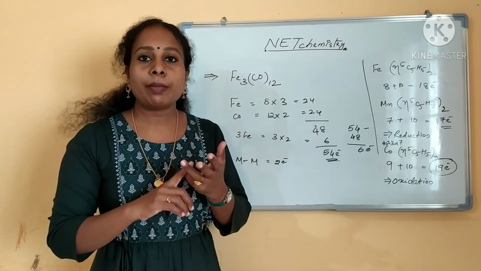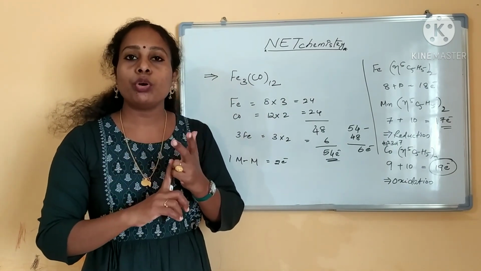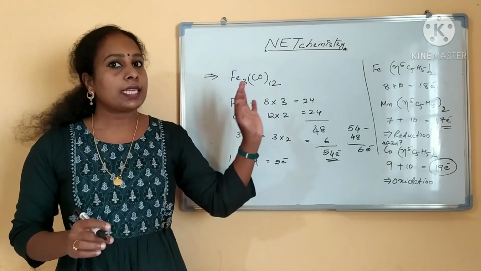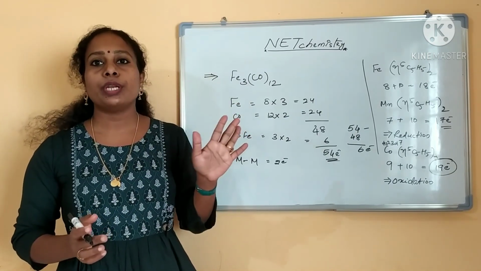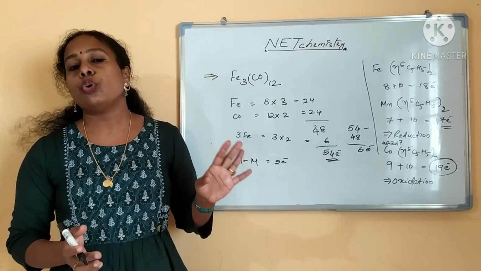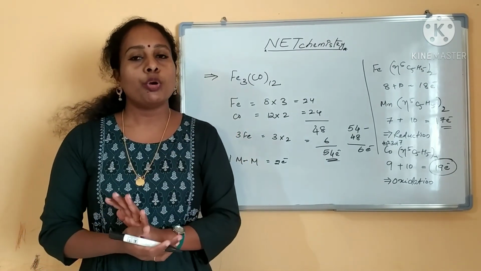So you now know how to find the metal-metal bond using the 18 electron rule. From this topic you will have this type of questions. And how many electrons each ligand is donating, that is the only thing you should know, okay? Is this topic clear? Hope you understood it well.